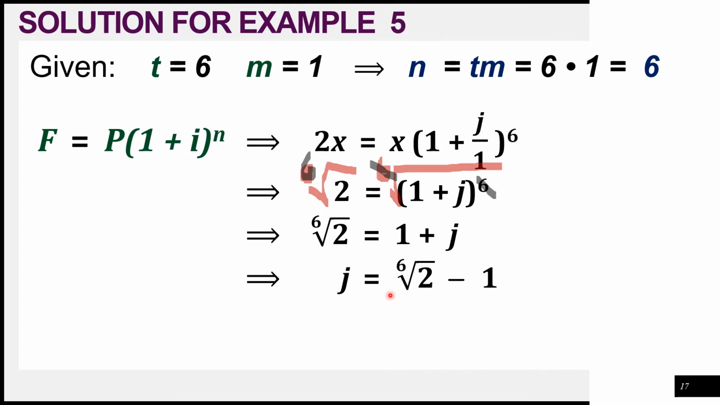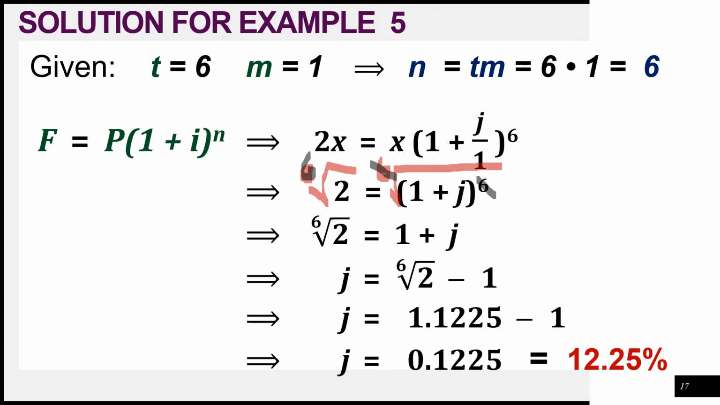Now, using your calculator, you solve for the value of this one. We have j, which is equal to 1.1225 minus 1. We will just subtract this one, then we will get 0.1225. Then we're going to convert this one into its percent form, then we get 12.25%. So therefore, this is now the nominal rate for our problem in example number 5.